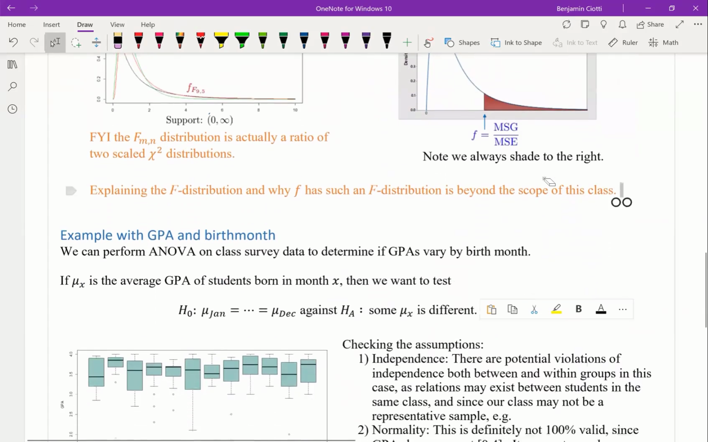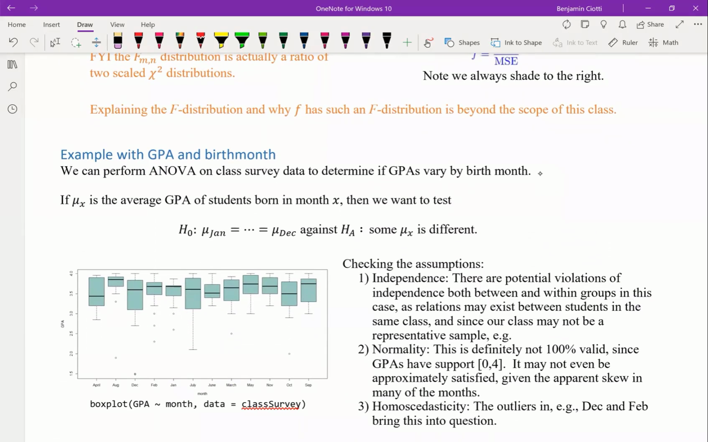So let's do an example. How about with GPA and birth month? I'm really trying to milk our class survey data for everything it's got. Let's figure out if people born in different months have the same GPA. Does which month you were born in matter for the distribution of GPAs? Maybe people born in February are way smarter than everyone else. Okay, maybe I'm biased because I was born in February, but maybe not.